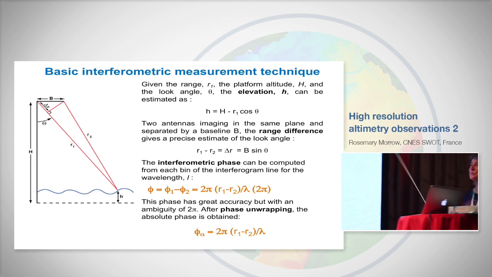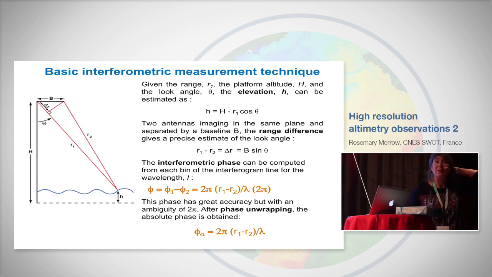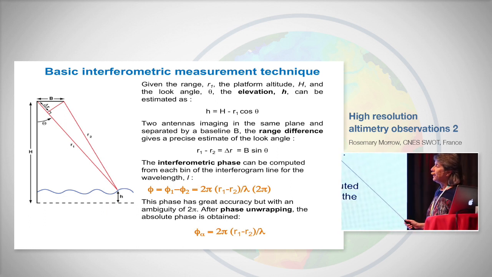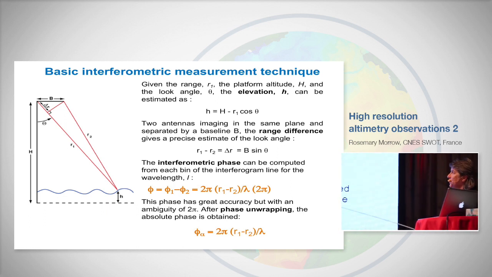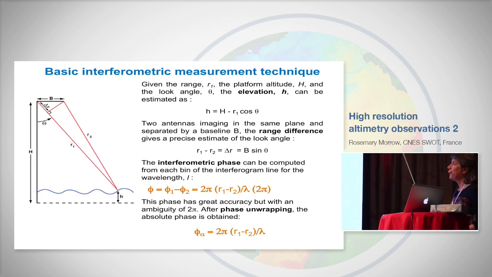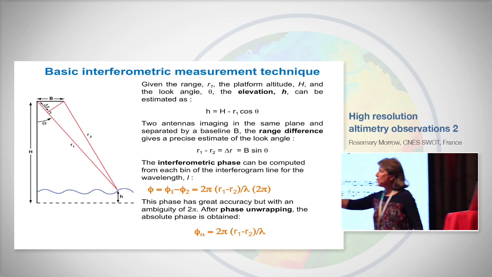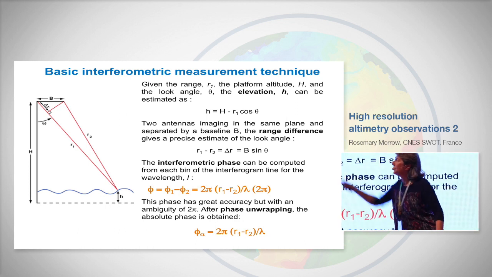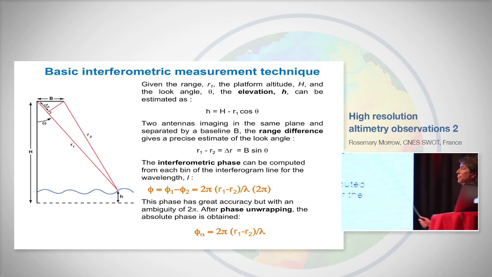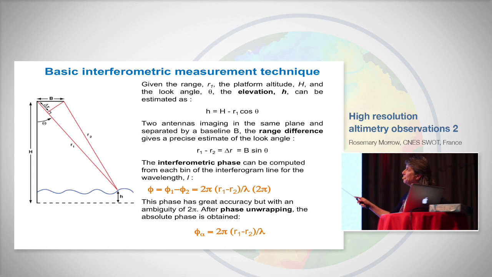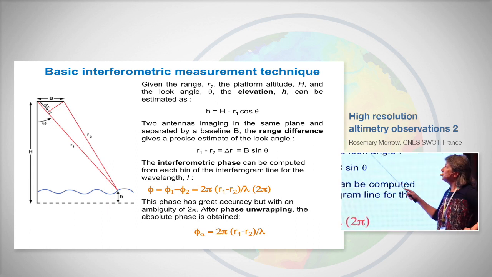So the basics of this, Pierre-Yves explained the basics of the pulse limited altimetry. The basics of this radar are quite similar. You measure the range coming back at both sides of this long beam, which is the mast, has a baseline of about 10 metres. So you can measure the height, knowing the angle that you're looking at.